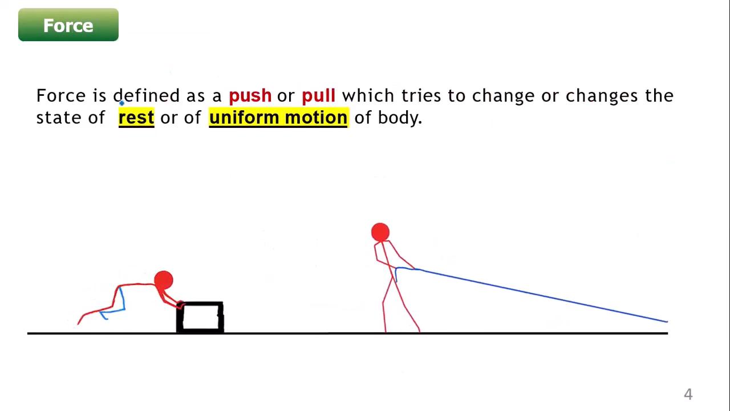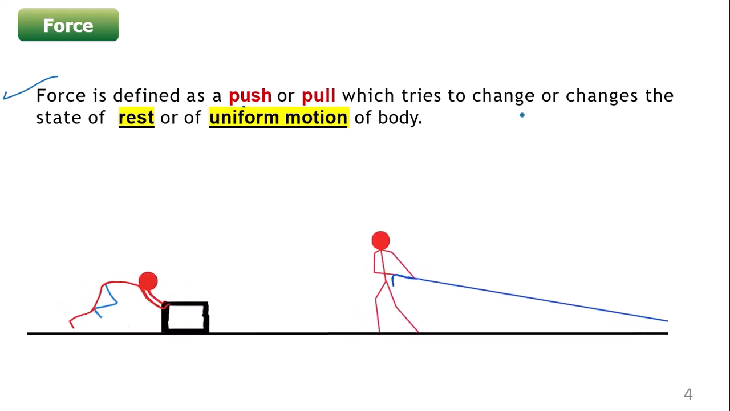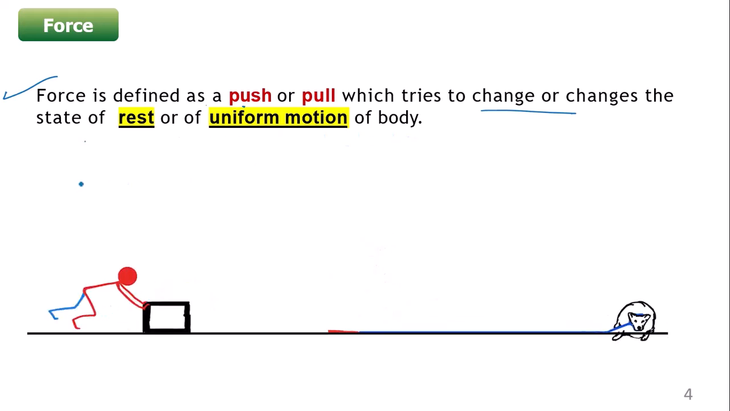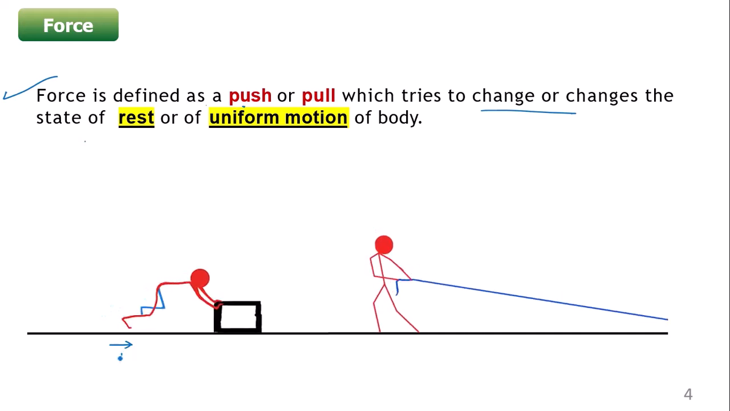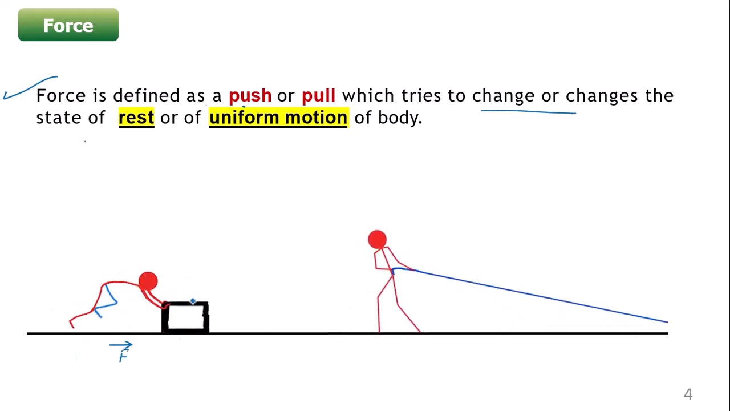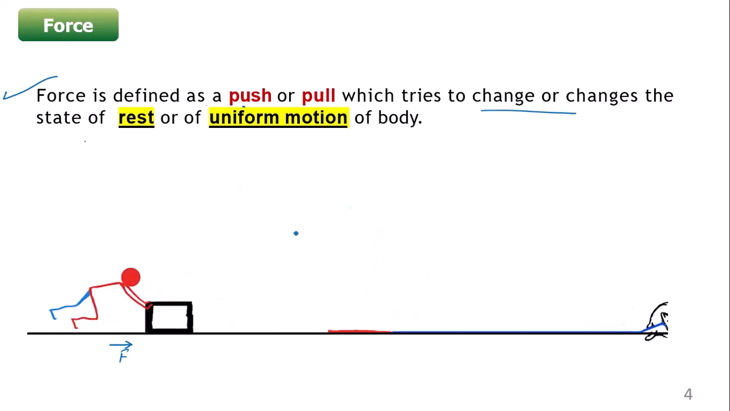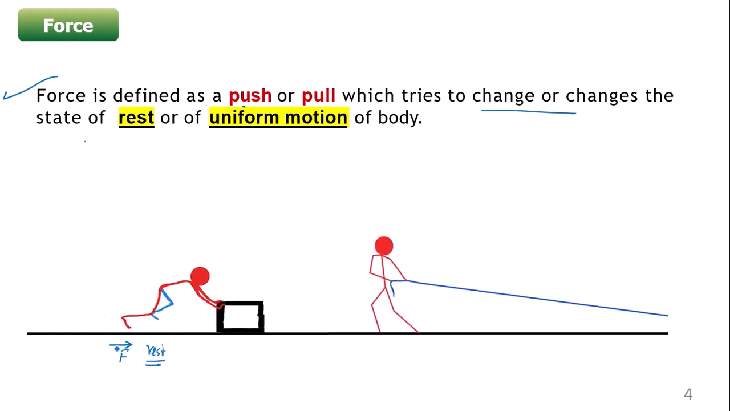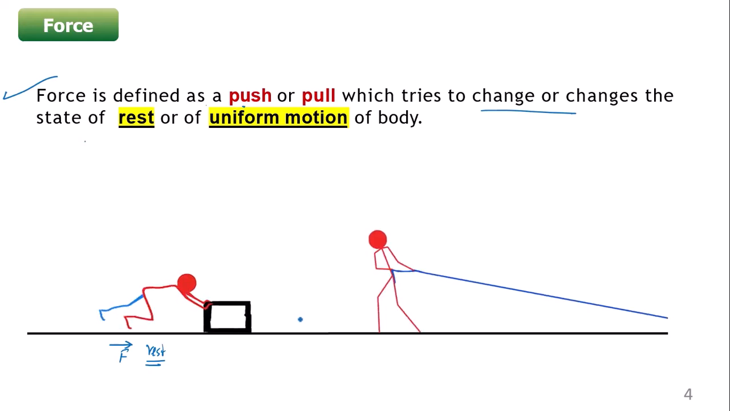Force definition. What is force? Force is defined as a push or pull which tries to change or changes the state of rest or of uniform motion. Whenever I apply a force on a body, I am trying to change its state of rest or state of uniform motion. So if the body was initially at rest, once I apply a force and the force is sufficiently large, then only the body will move.